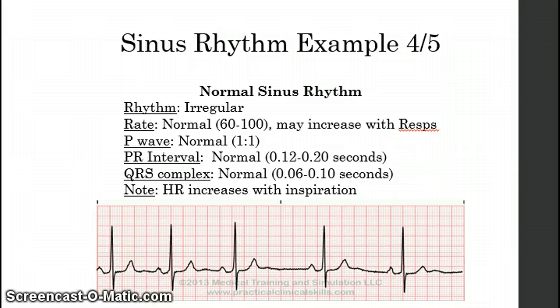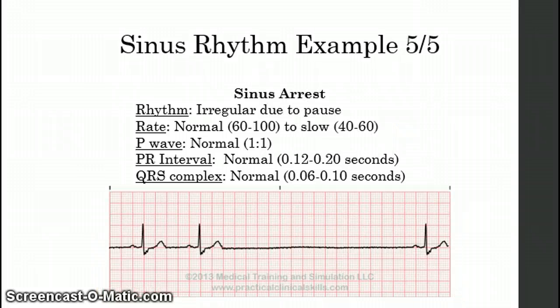This is actually supposed to be titled sinus arrhythmia. So in a sinus arrhythmia, it's normal, but the rhythm is irregular, and the heart rate increases with inspiration. The heart rate can be normal, 60 to 100, or slow, 40 to 60, but everything else will be in range, and there's no treatment needed here.